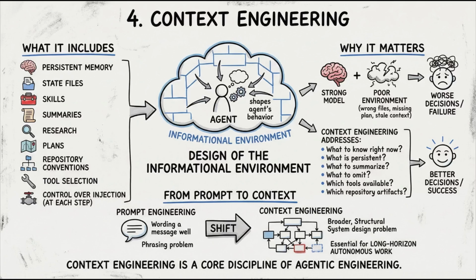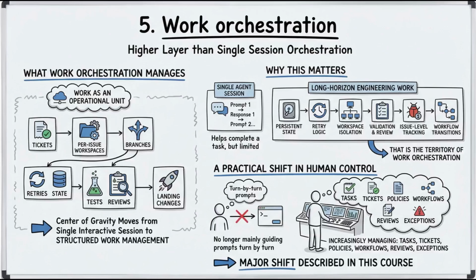As you build more complex systems, you need to shift your mindset from prompt engineering to context engineering. While prompt engineering focuses on wording a message well, context engineering is much broader. It treats the agent's informational environment as a structural system design problem rather than just a phrasing problem. Making this shift in your thinking is absolutely essential if you want to build agents capable of successfully completing long, complex, and autonomous work.